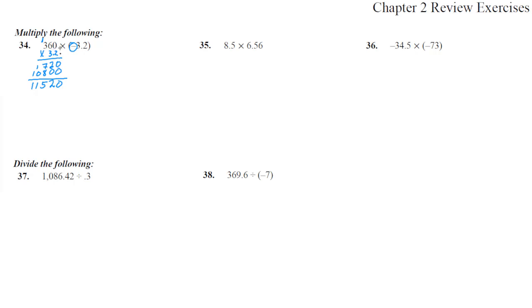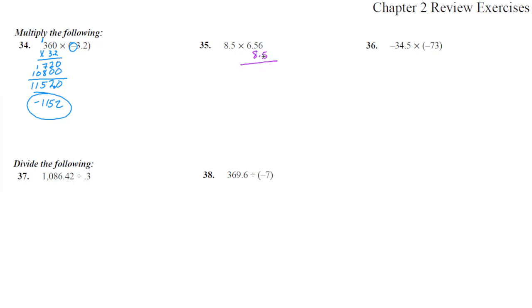How many digits behind the decimal place? 1. So the answer is 1152. Oh, don't forget that guy right there. Negative 1152. Positive times negative is a negative number. Great. Number 35. 8.5 right here.